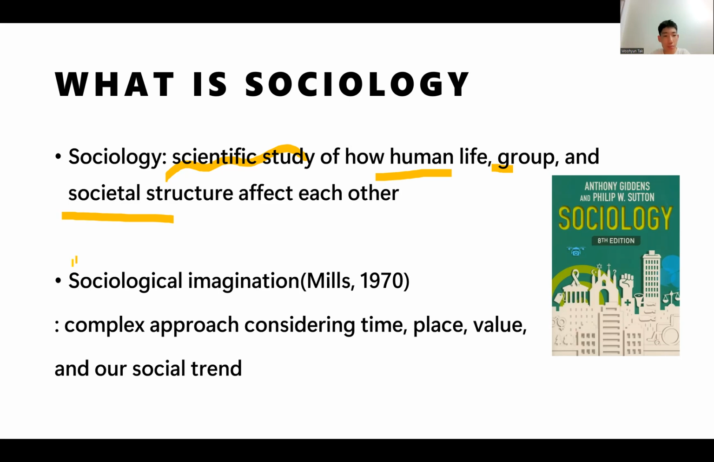Then what is sociological imagination? This term was coined by Mills in 1970. It includes a complex approach that considers time, place, value, judgment, and our social trend. Like if there is a social phenomenon, then we can use lots of options to analyze it, and we have to take a diverse and complex approach to find out the problem more accurately.